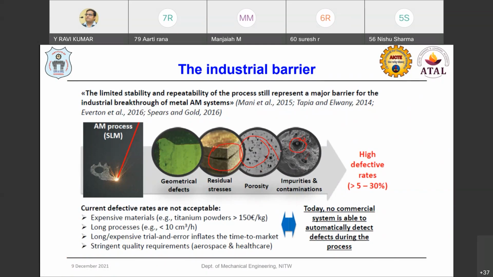Even when the defect rate is not at all acceptable in the current state, it is a very long process, and a long, expensive trial and error is required from time to time. There are very stringent quality requirements in aerospace and healthcare. We need stringent quality requirements because the parts cannot be used if the quality aspects fail certain limits. The defect rate must be minimal, then only you can use them. If the defect rate is higher, then you cannot use such parts in aerospace applications.